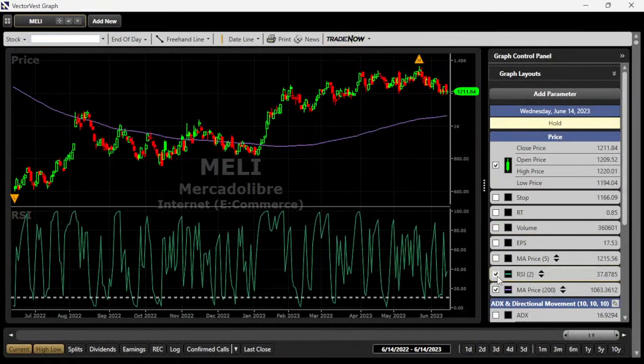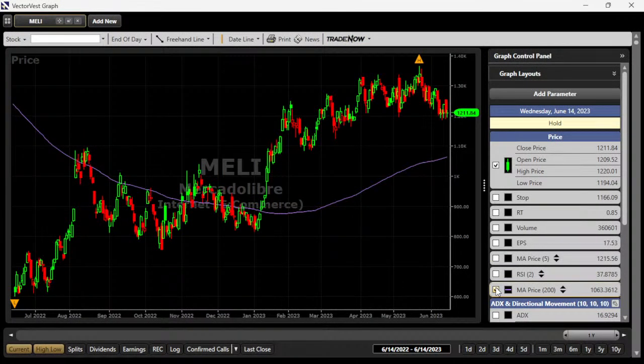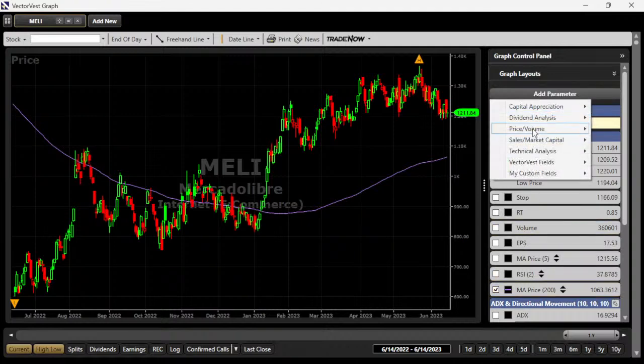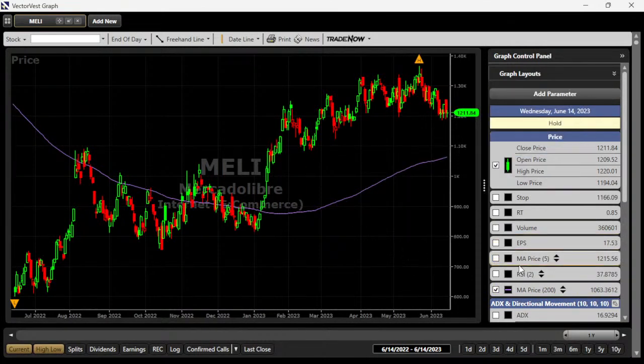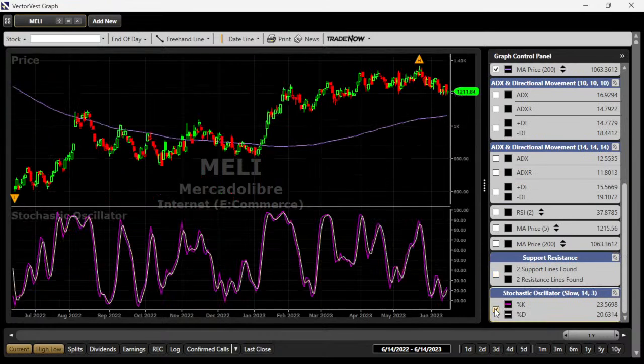Let me clean up the chart a little bit. First off, MELI price is above the 200-day moving average. Let me add stochastics. I'll add support and resistance too, because I see clearly that price is at support. So the stochastics oscillator just crossed from below 20 to above 20. That's why the stock came up on the list.